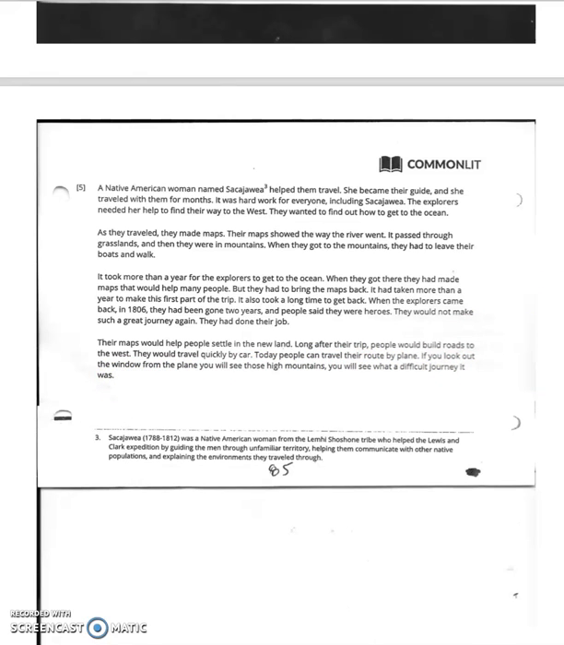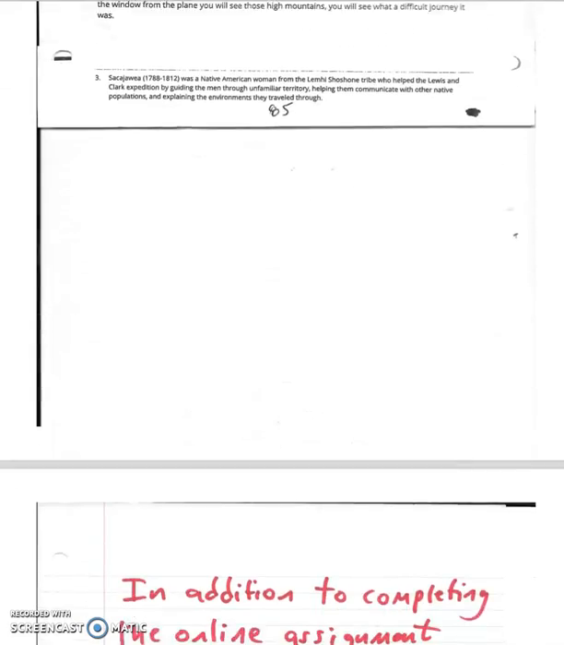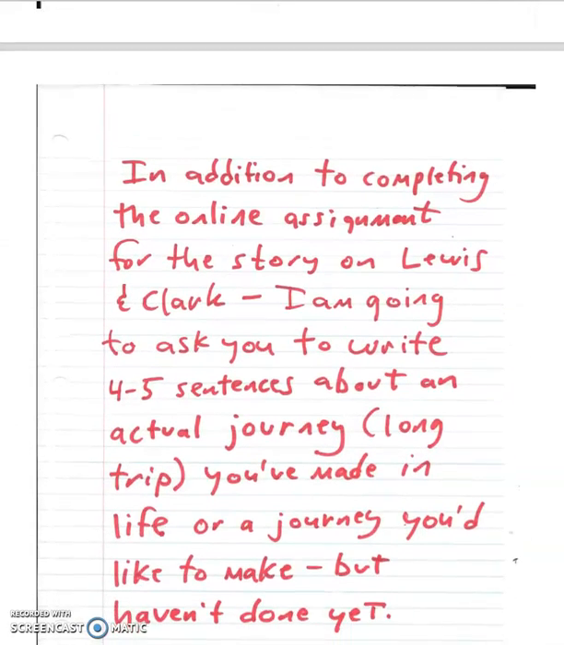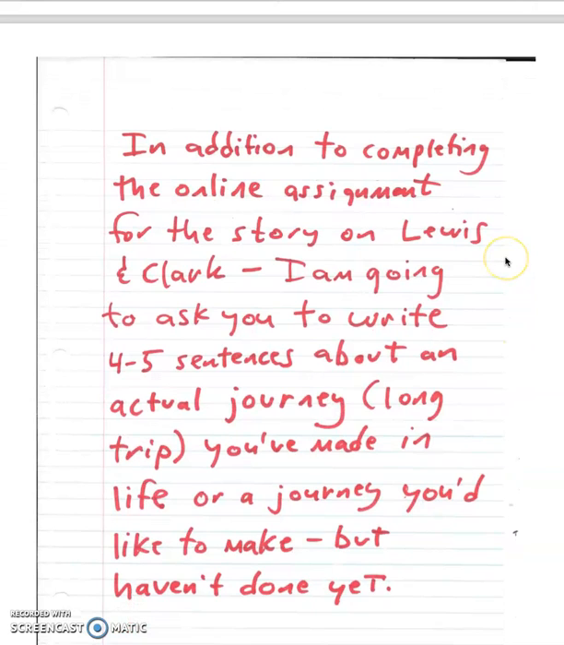So at this point, I'm going to ask you to complete that assignment, the 4 parts of the assignment. And then when you're all done, I would like you to write a paragraph of 4 to 5 sentences about an actual journey, some long trip that you've made in your life. Okay? So at some point in your life, you must have made a journey. I'd like you to write about that in 4 to 5 sentences.